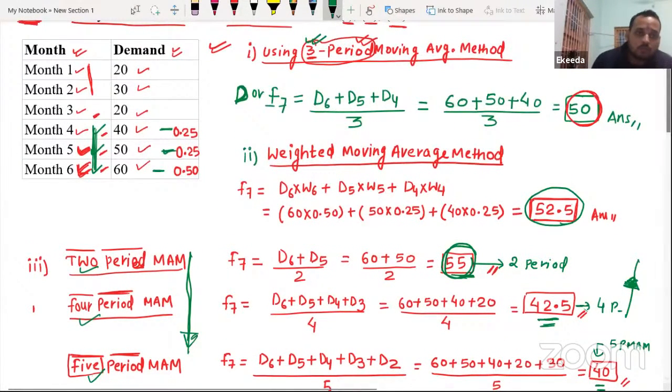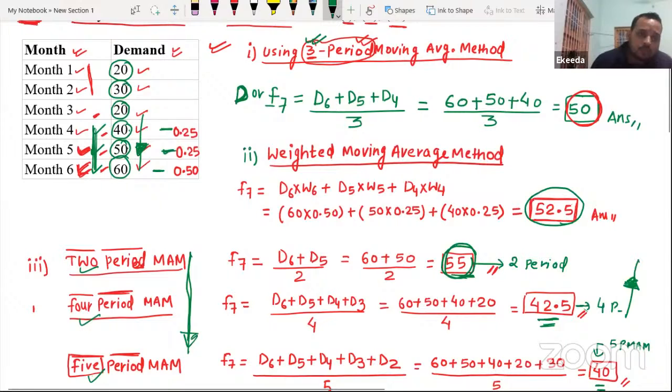And you can see the demand data. For the first month it is 20, for the second month it is 30, for the third month it is 20, and then the fourth, fifth, and sixth. You can see the demand data is increasing in nature. It is 40, it is 50, and it is 60. The demand data is increasing in nature.